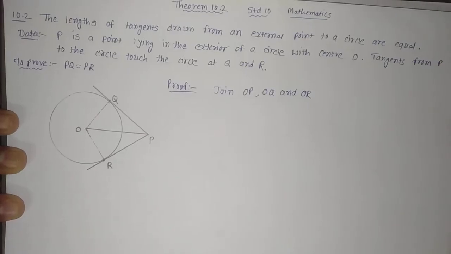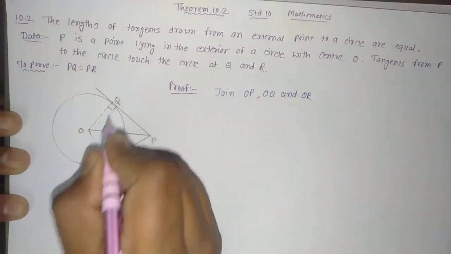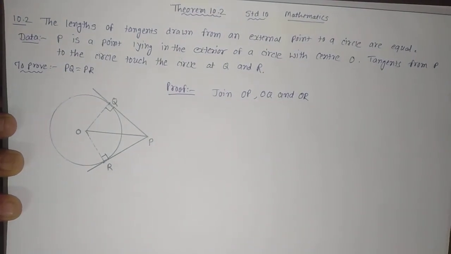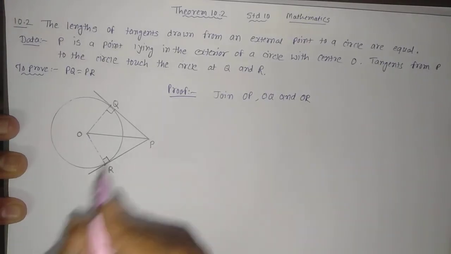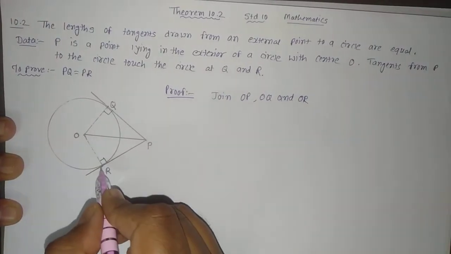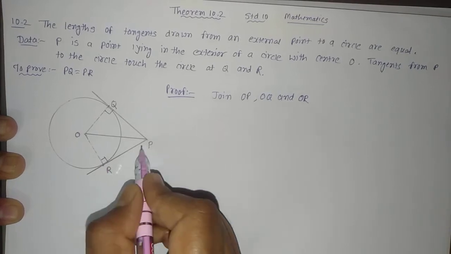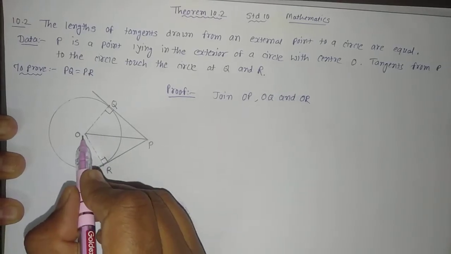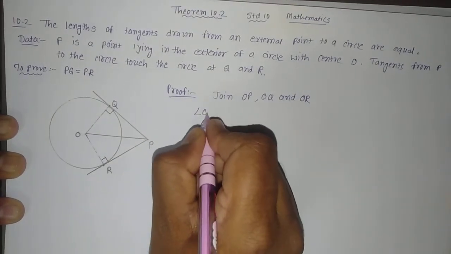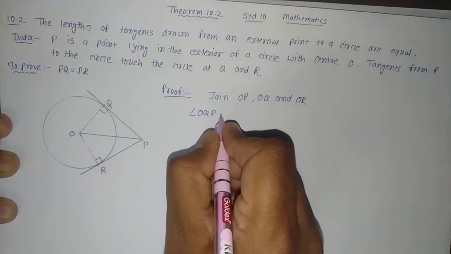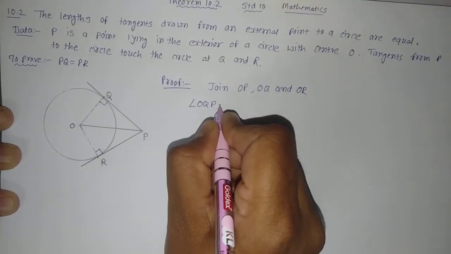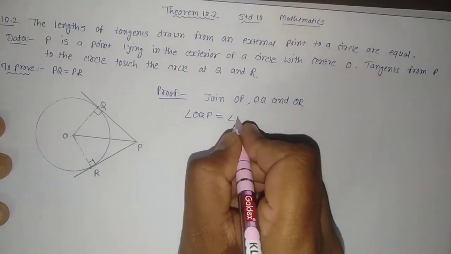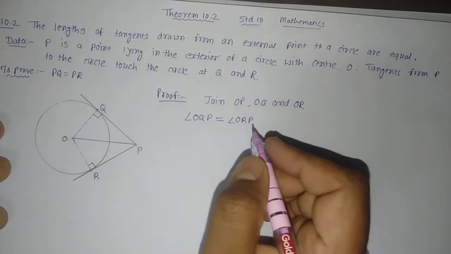According to Theorem 10.1, you know that the tangent at any point of a circle is perpendicular to the radius through the point of contact. It means if we draw the tangent, then whatever radius we draw at the point of contact, the tangent is always perpendicular to it. So in that way we can say that angle OQP is equal in measure to angle ORP. Why is it so?